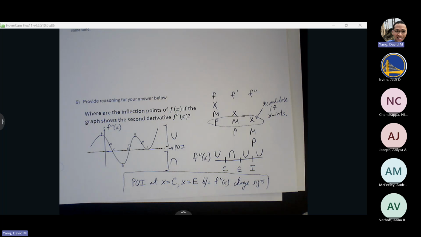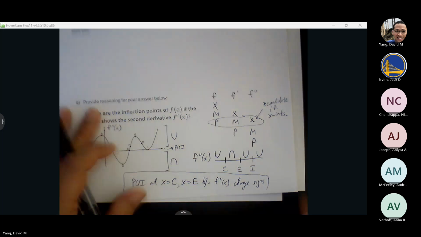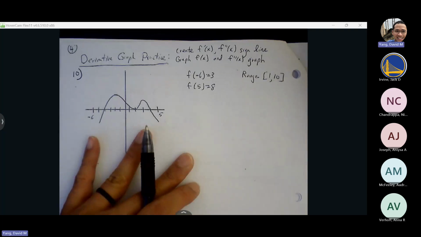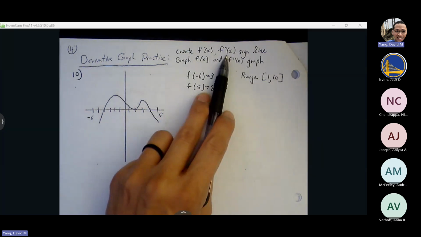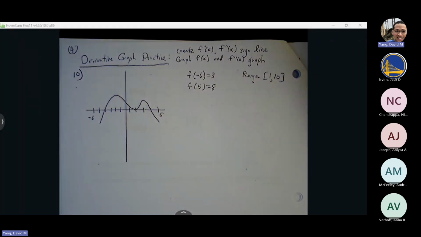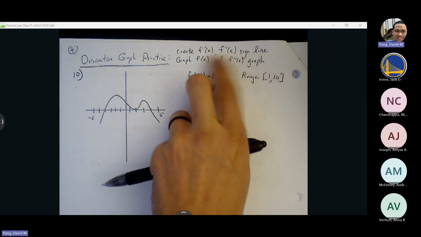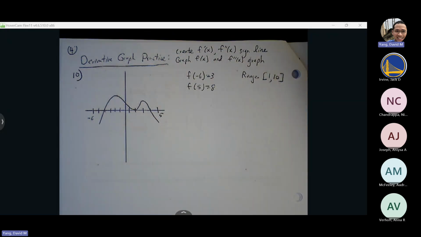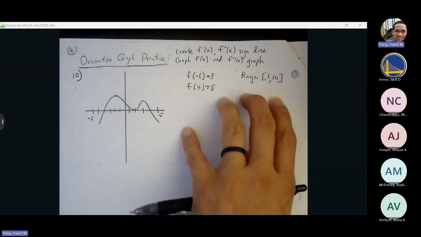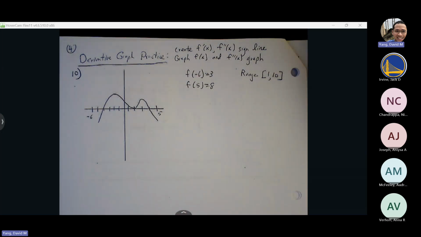Okay, let's do a derivative graph. Next page. Okay, so you're going to create an f prime sign line, an f double prime sign line, then you're going to graph f of x, and you're going to graph f double prime. I left out a lot of things like, where's the graph increasing, decreasing, concave up, concave down. I figured that if you have the sign lines in front of you, those are going to be pretty obvious. I think the practice that we want is, can we create the sign lines? Can we create our function? Can we create our f double prime?